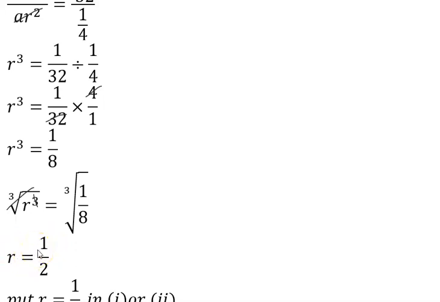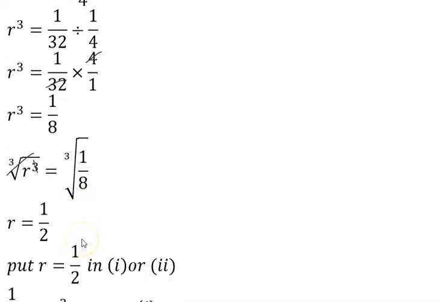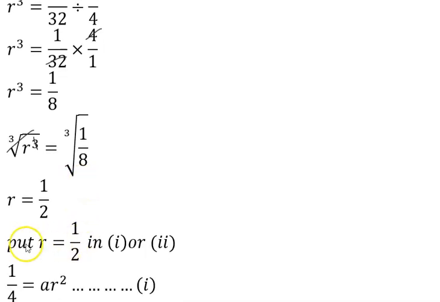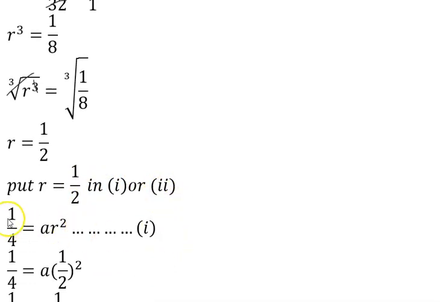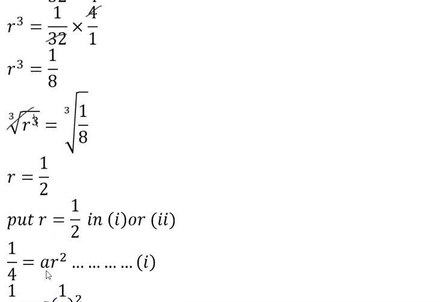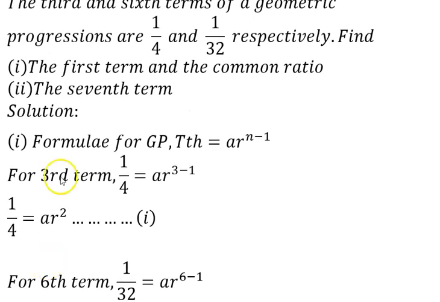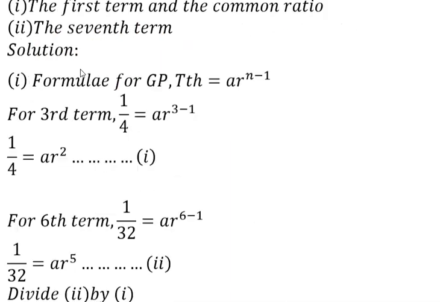Awesome. Now that we've gotten our common ratio, we need to put our r in either equation 1 or 2. Don't forget, this is our equation 1. Doing that will make us get our first term, which is our a. Don't forget what the question says. Let's quickly check. The question says we should find the first term and the common ratio. So we've gotten the common ratio. What is left for us is to get the first term. Beautiful.